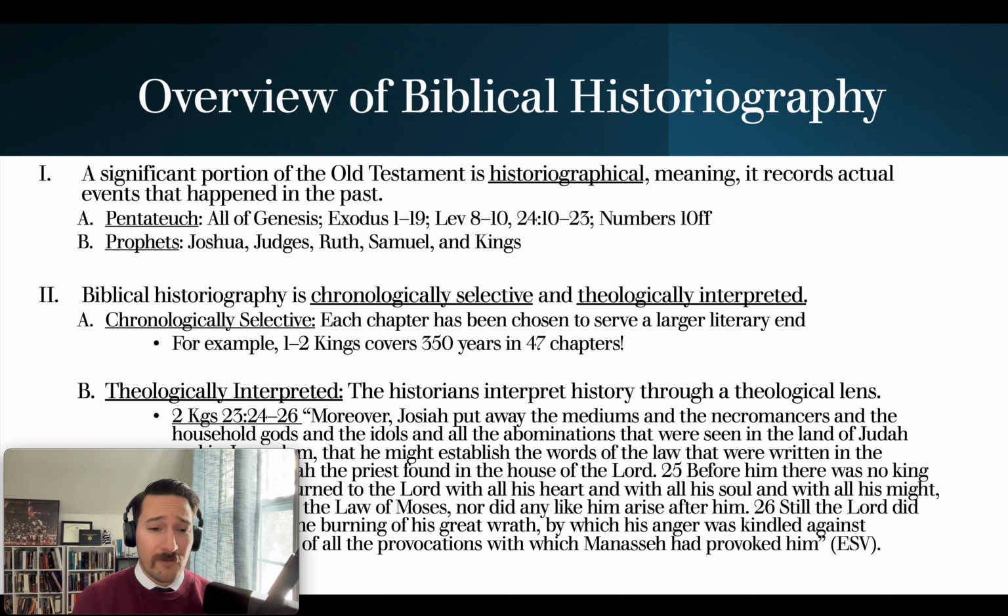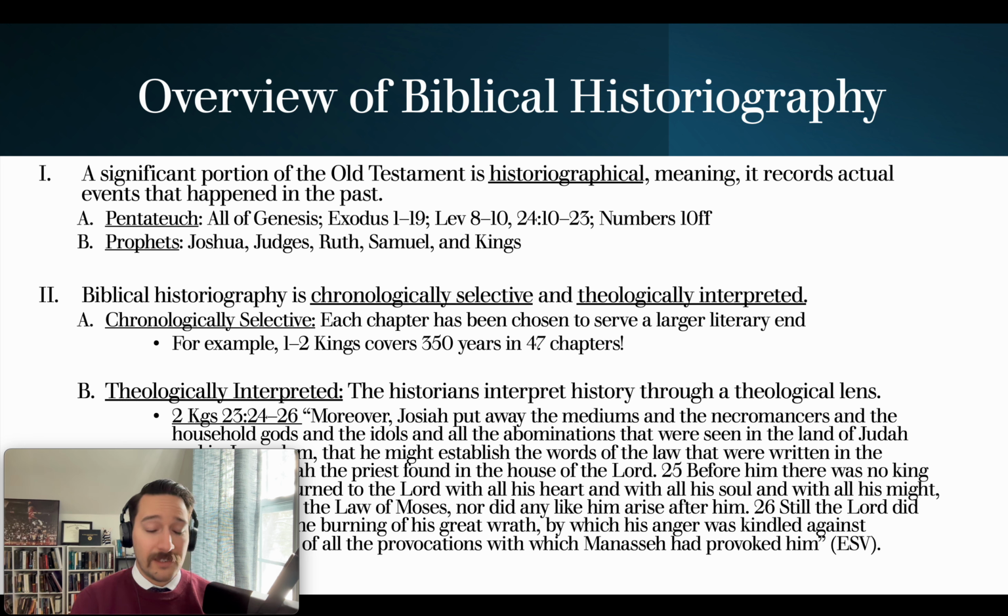So that's about 400 years. I'm not a mathematician. Give or take, it's like 400 years, right? I have here it's 350 years, but if you look at 970 to 586, okay, 350, 400 years. But it covers centuries in 47 chapters.